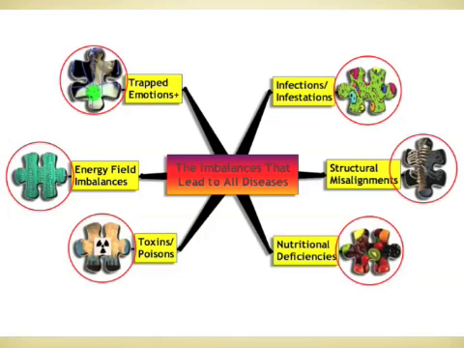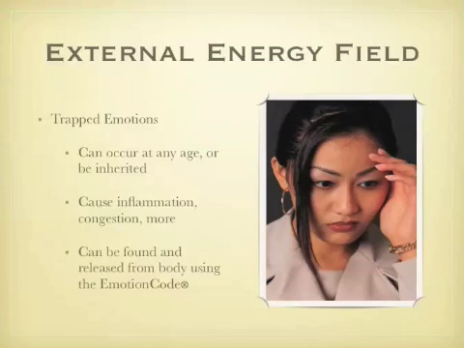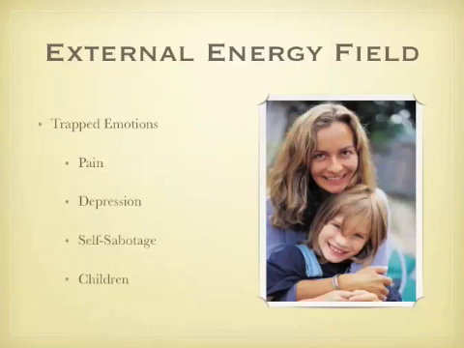And so that brings us to the last kind of imbalance, which is trapped emotions. Now, I recently wrote a book called The Emotion Code that is all about trapped emotions and how to find these and how to fix these. And this book was written literally for anybody. Trapped emotions can occur at any age, or they can even be inherited, and they will cause inflammation and congestion and even worse. Just real quickly, let me share a couple of stories with you.